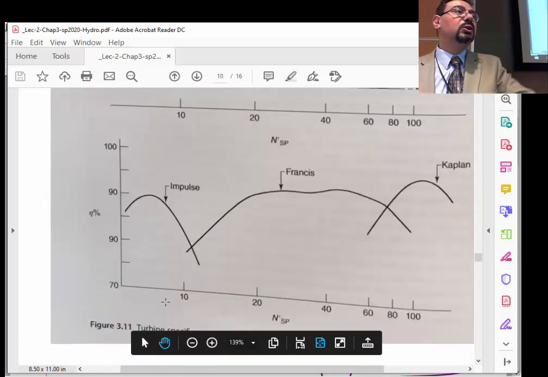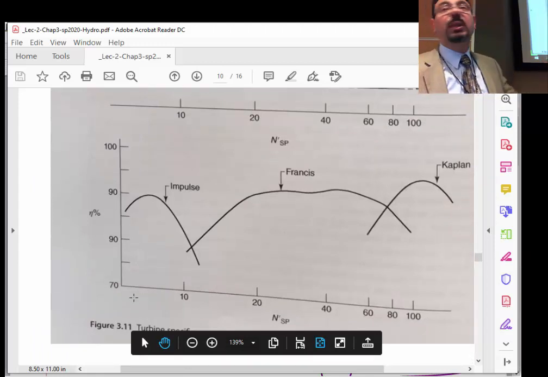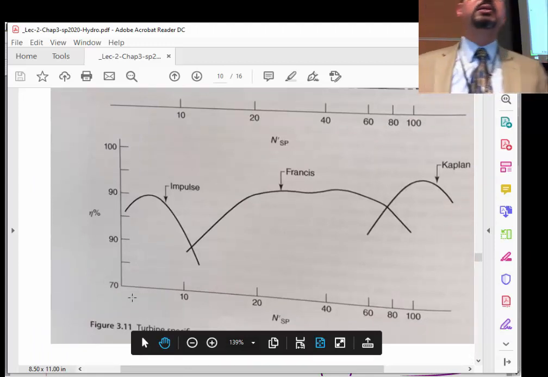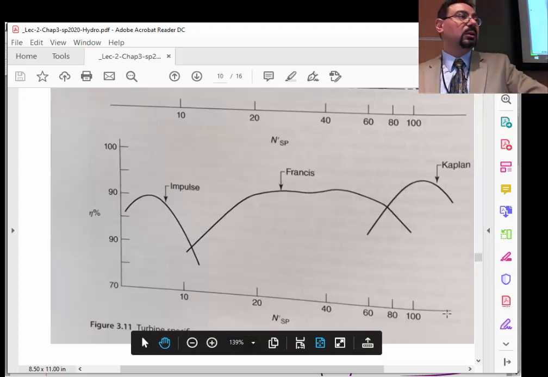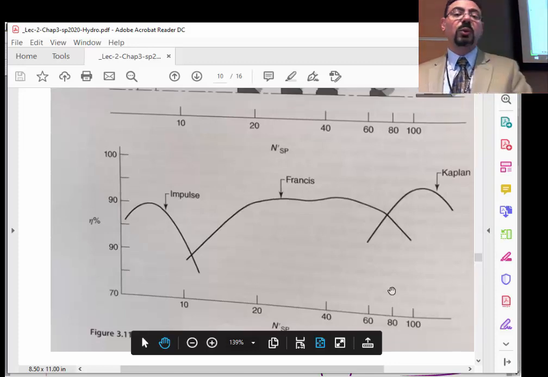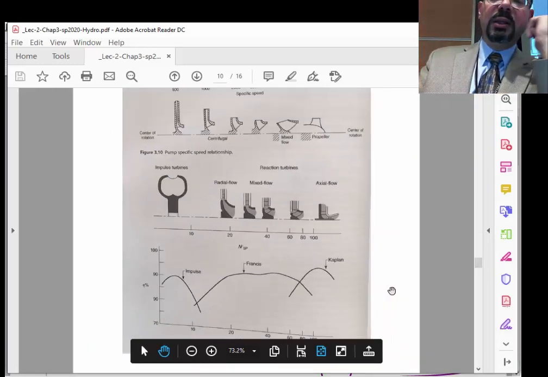Okay, so the higher the head, the lower the specific speed, the more you go like this. And if you have very small head, the opposite will happen. You will end up going to basically a Kaplan type or an axial machine. So Kaplan means axial machine. Okay, and in between you will basically be radial.